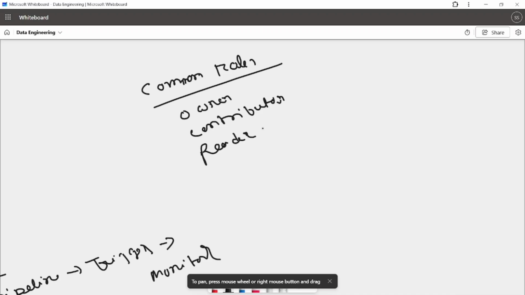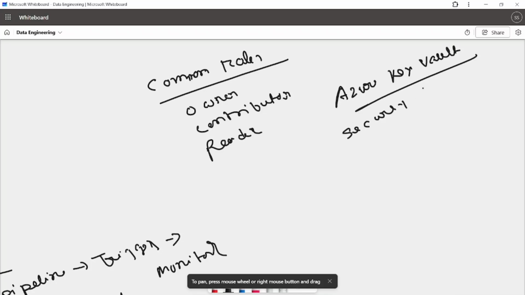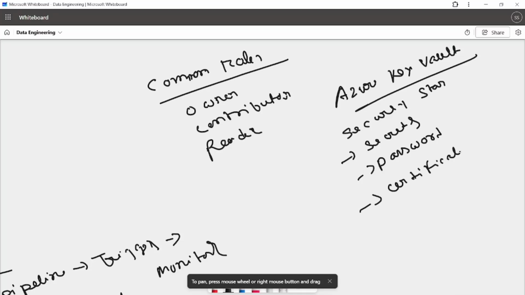Then next is Azure Key Vault. Azure Key Vault is generally used to securely store passwords, secrets, certificates, and connection strings.